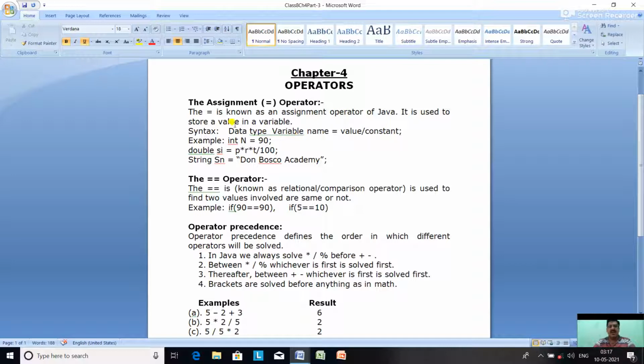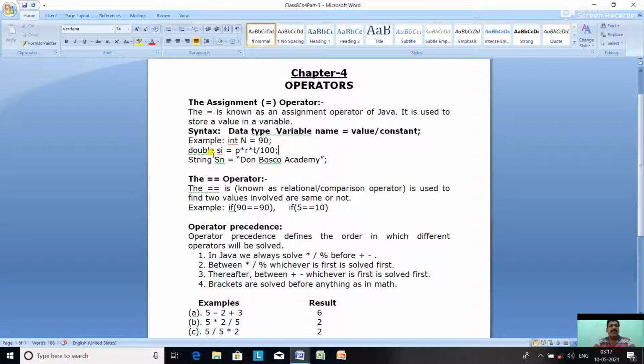See, this equal to sign, this single equal to sign, is known as the assignment operator of Java. It is used to store a value in a variable. It can store a value, a literal, or an expression. Its syntax is data type, blank space, variable name, equal to, value or constant. Like int n equal to 90. So this 90 is assigned to n. 90 will be stored in n and its data type is int.